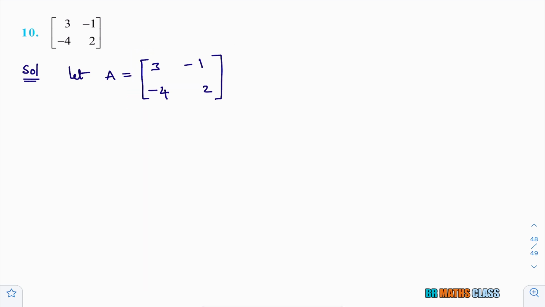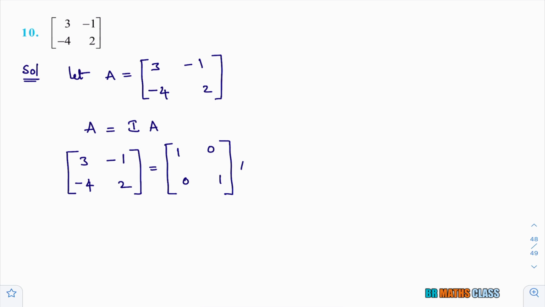What is the first step? First step is, I'll write like this. A equal to I into A. What is A? A is the given matrix 3, minus 1, minus 4, 2, equal to I. I means identity matrix 1, 0, 0, 1 into A. Now what is the basic idea? This is the fourth problem in this exercise. By this time you got an idea.